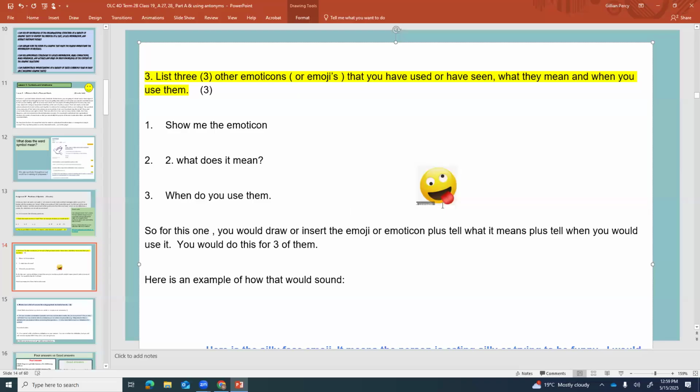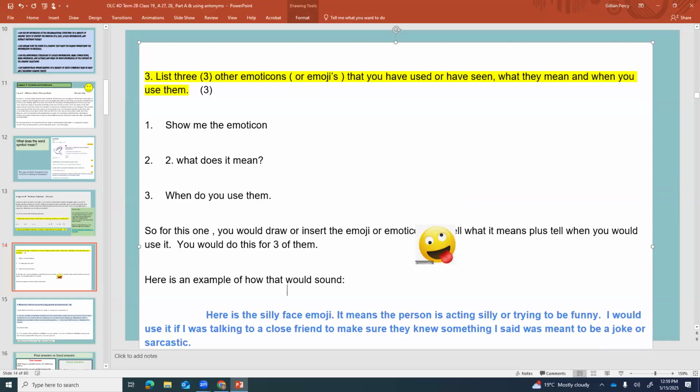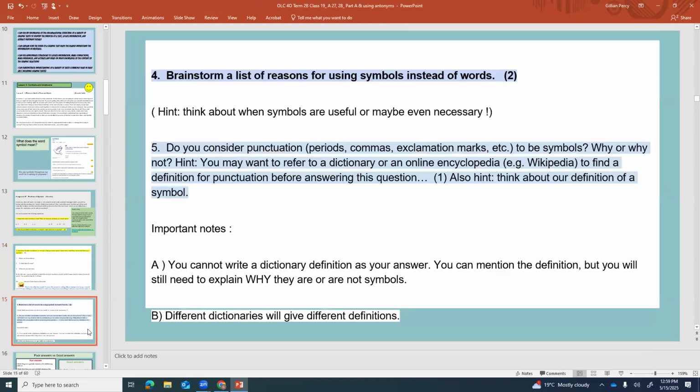So here I've got my emoticon. Hang on a second. I've lost a little bit of my page here. My apologies. So here's my emoticon. And I might say something like, here's the silly face emoji. It means the person is acting silly or trying to be funny. I would use it if I was talking to a close friend to make sure they knew something I said was meant to be a joke or sarcastic.